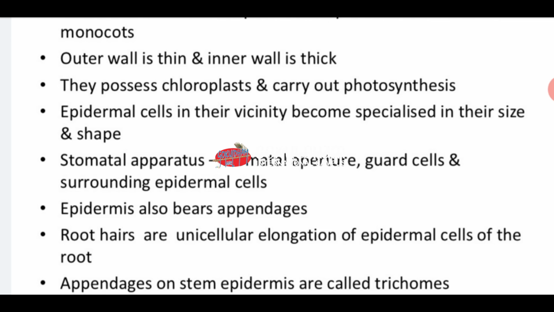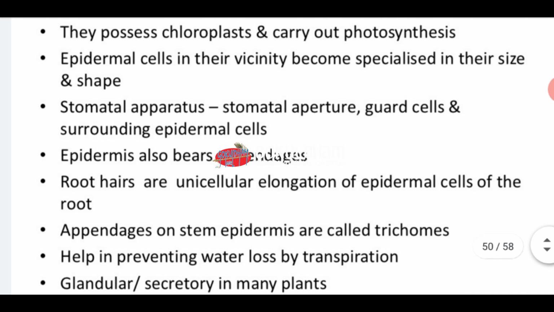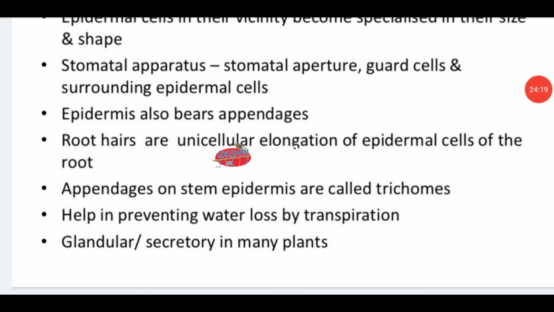And the stomatal apparatus is made up of the stomatal aperture and guard cells, surrounded by the epidermal cells. Epidermis also bears appendages. If we talk about the root, then in the root there are root hairs, which are unicellular elongated portions from the epidermal cells of the root. Appendages on the stems are called trichomes.